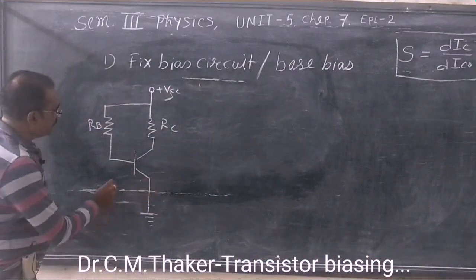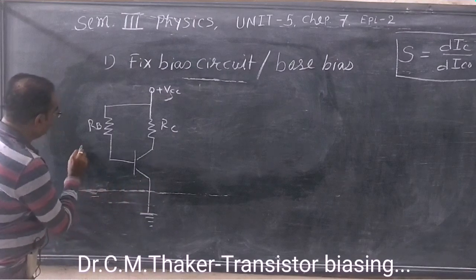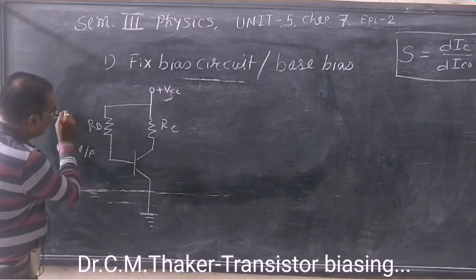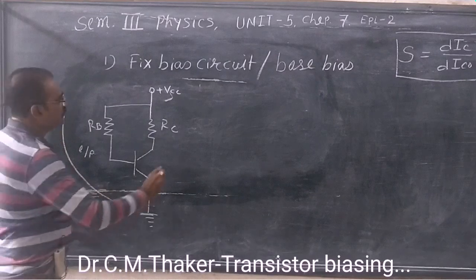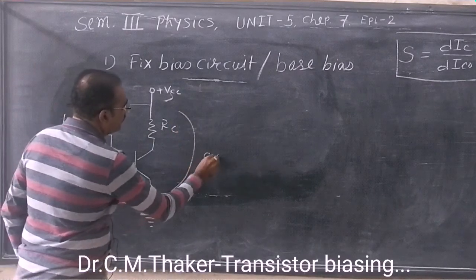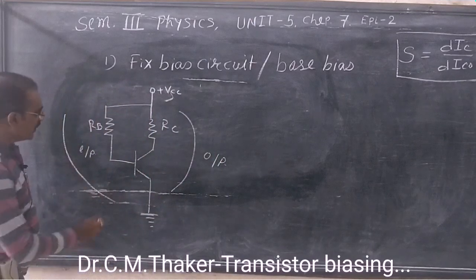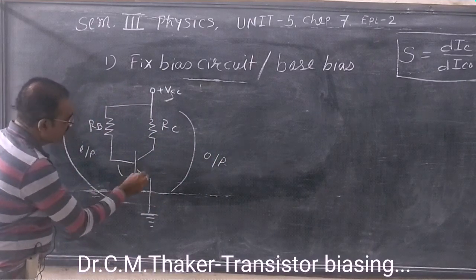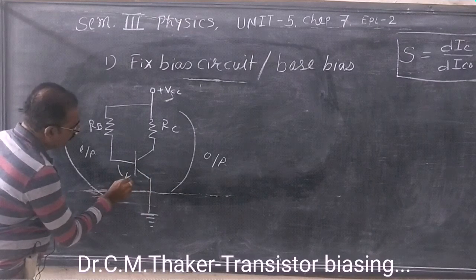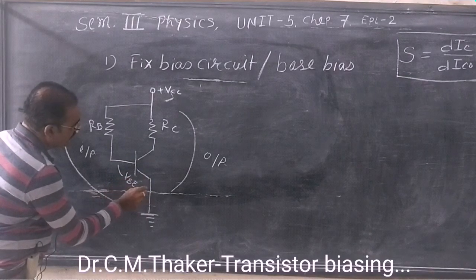You see, there is an input area, this is the output area, or you can say output loop, this is the input loop, and there is a base-emitter voltage drop VBE.